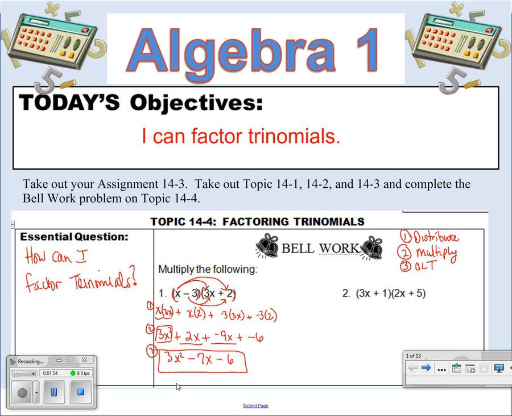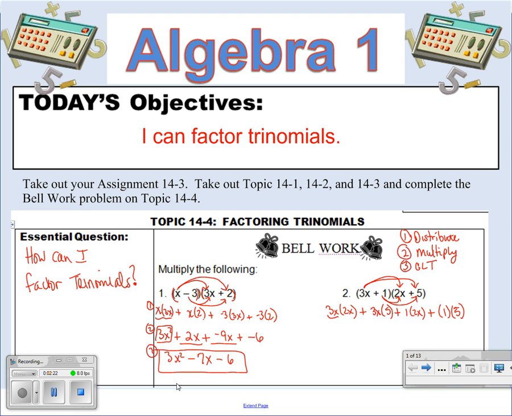We're going to do number 2. Again, start with the outside. 3x times 2x. And then 3x times 5, so plus 3x times 5. There's no x on that 5. Plus, we'll take the 1 on the inside, so 1 times 2x. And then our last together, so plus 1 times 5.